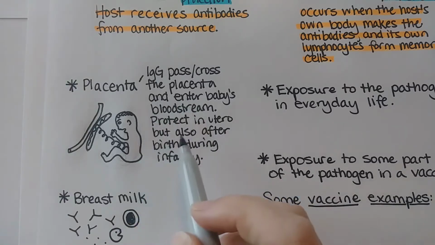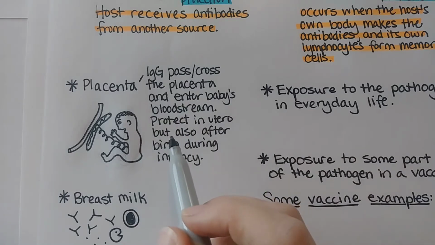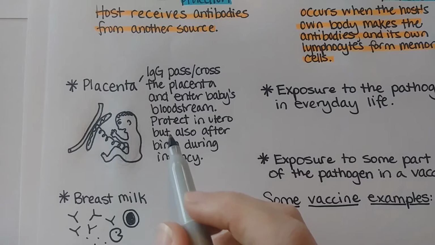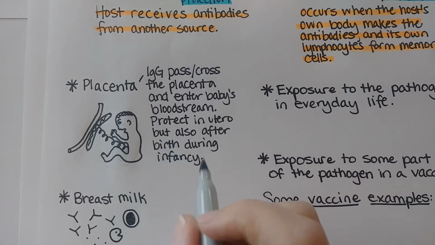But what I think is super cool about this is the mother's environment is what the baby will be born into, right? And the mother has antibodies to the most common problems in that environment. And so she is protecting her unborn child and then her newborn baby from any common diseases that are in the area just through these IgG antibodies crossing the placenta.